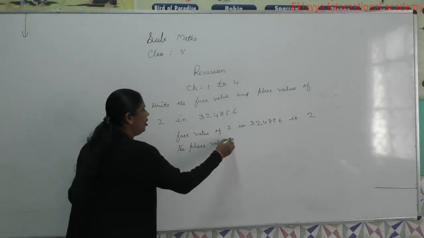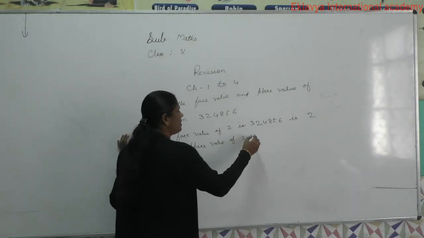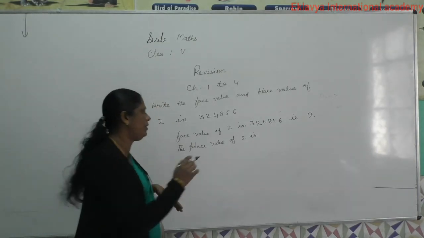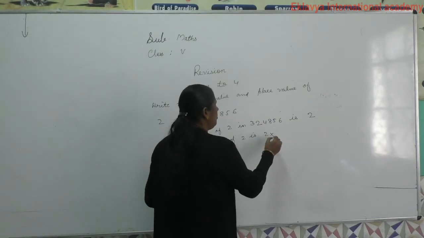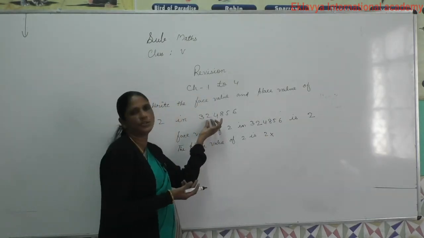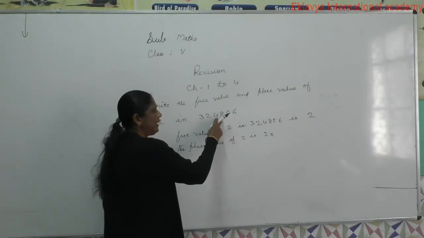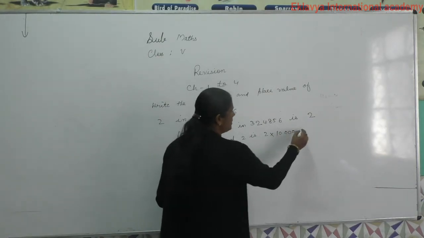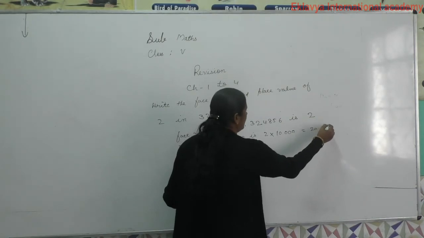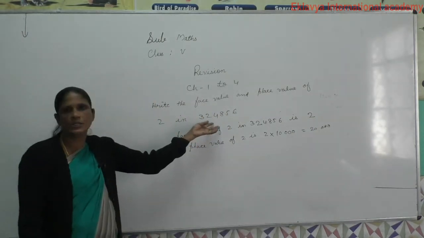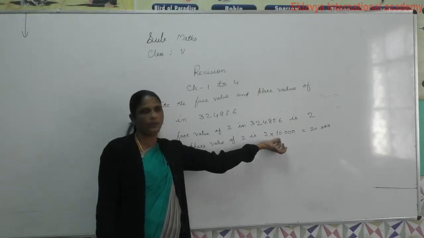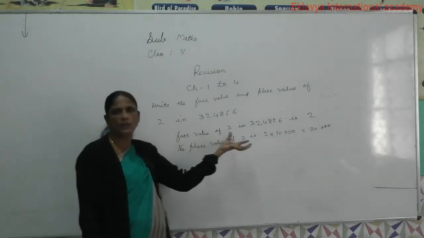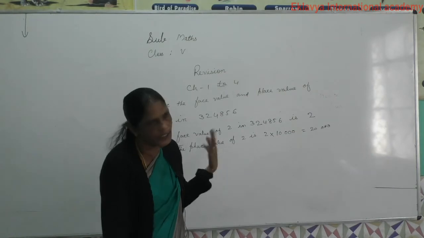Now, the place value of 2. How to find the place value? We multiply the face value by the place where this 2 sits: ones, tens, hundred, thousand, 10,000. We multiply by 10,000, so 2 × 10,000 is equal to 20,000. Understand the face value and the place value of any digit.